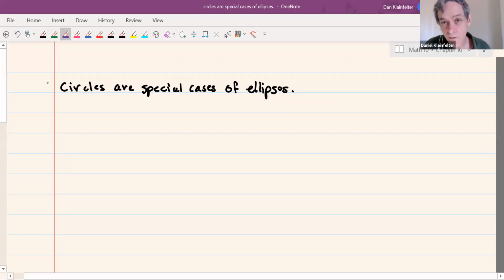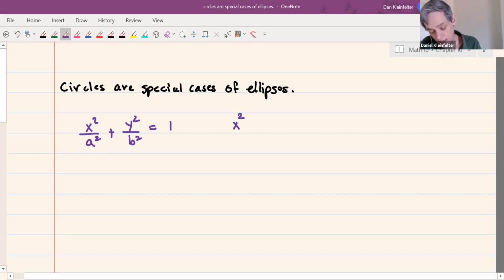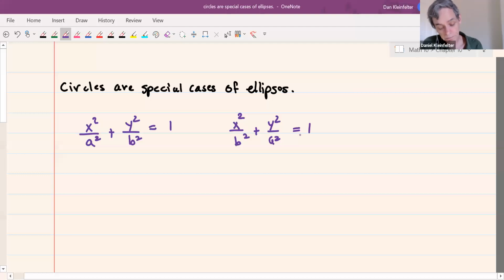All right, before we go any further, I wanted to point out that circles are pretty much just special cases of ellipses. So far we've seen basically two forms of an equation of an ellipse. Here I've drawn the equation for the one that is wider than it is tall. If we have x squared over b squared plus y squared over a squared, that'll be one that is taller than it is wide.